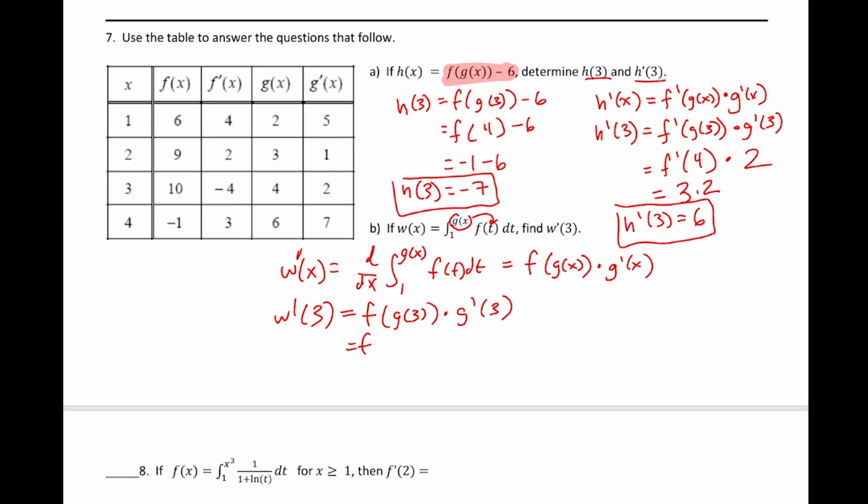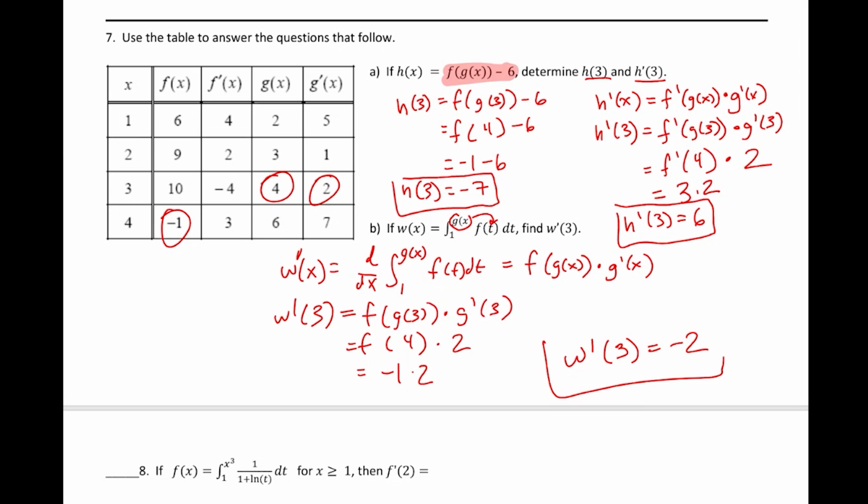G of 3 is 4. See that right here. And then g prime of 3 is 2. So we need to find f of 4, which is negative 1, times 2 is negative 2. So w prime, the derivative, or the instantaneous rate of change of function w when x is 3, is negative 2. And there's number 7.